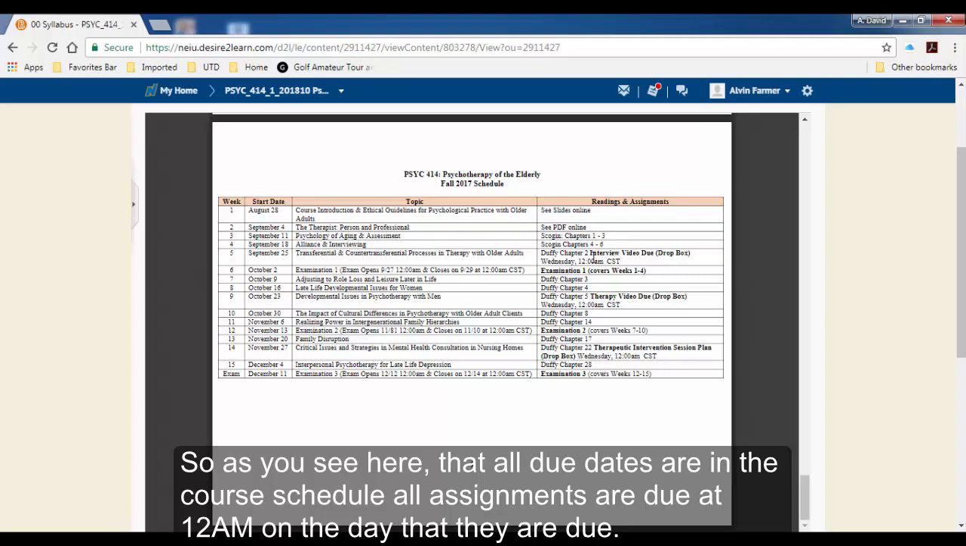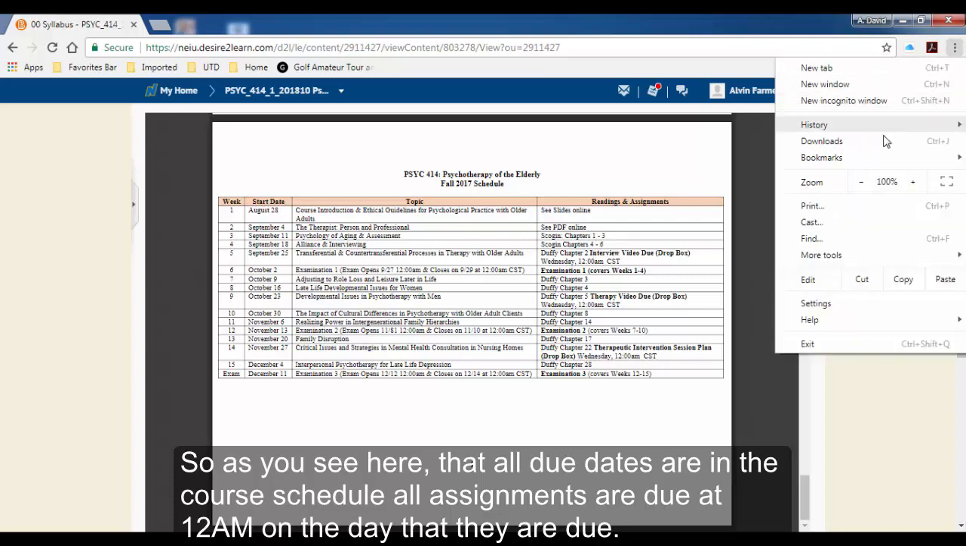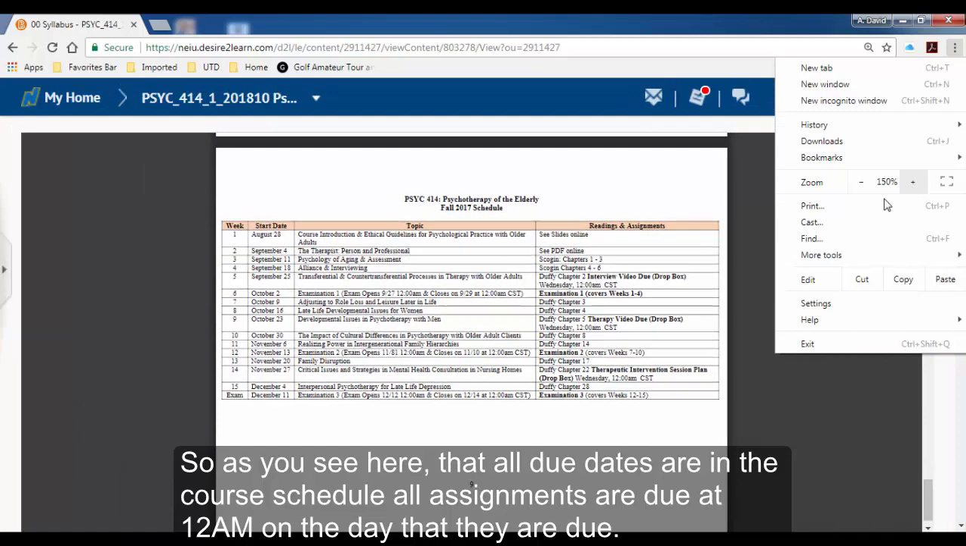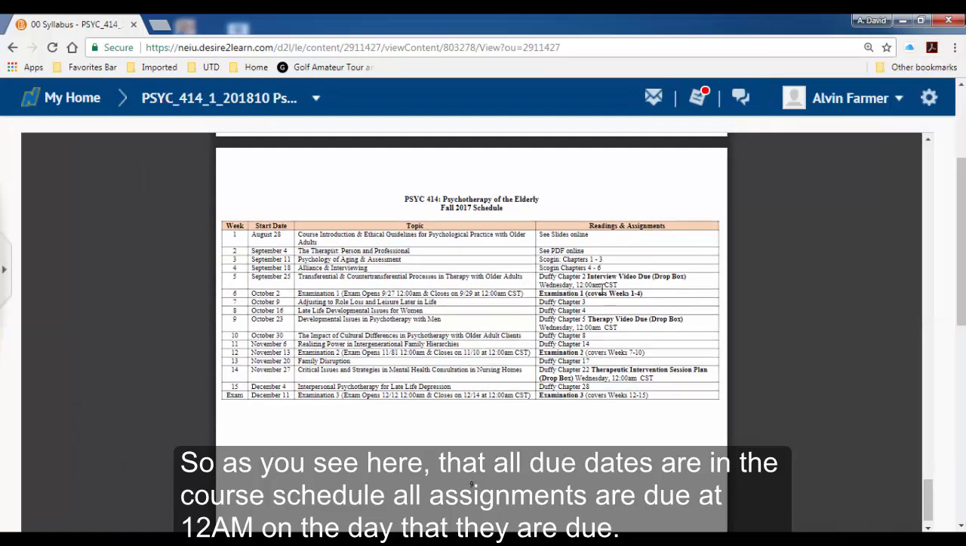So as you see here, let me make this larger, that all due dates are in the course schedule. All assignments are due at 12 a.m. on the day that they are due.